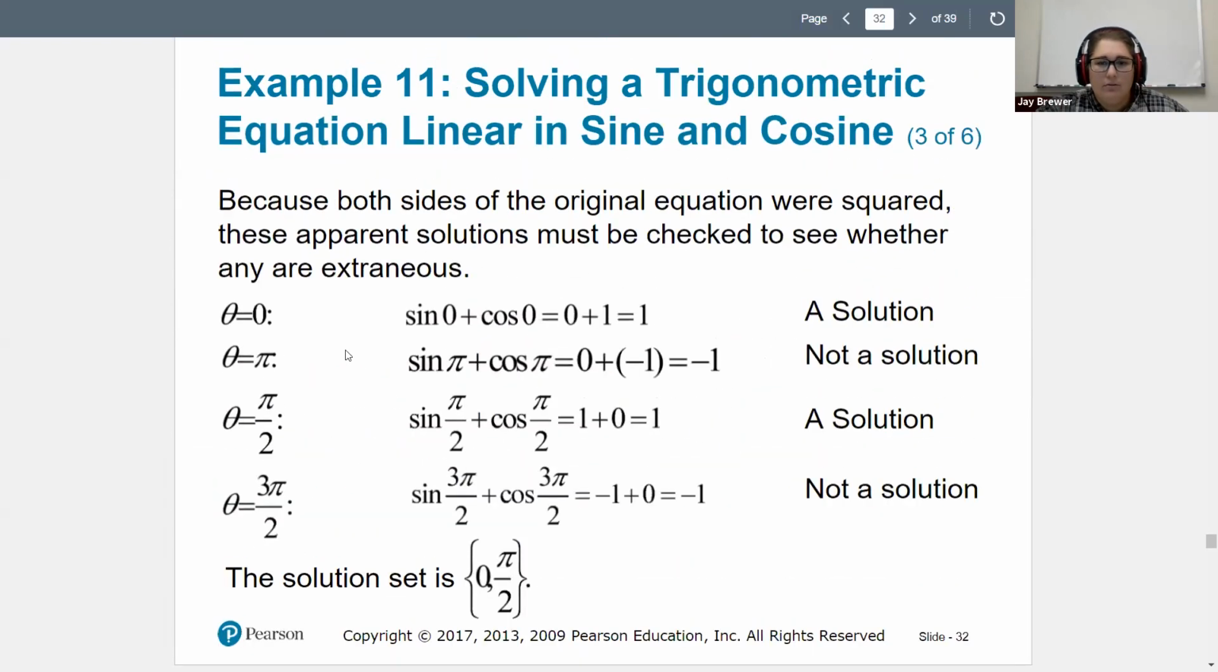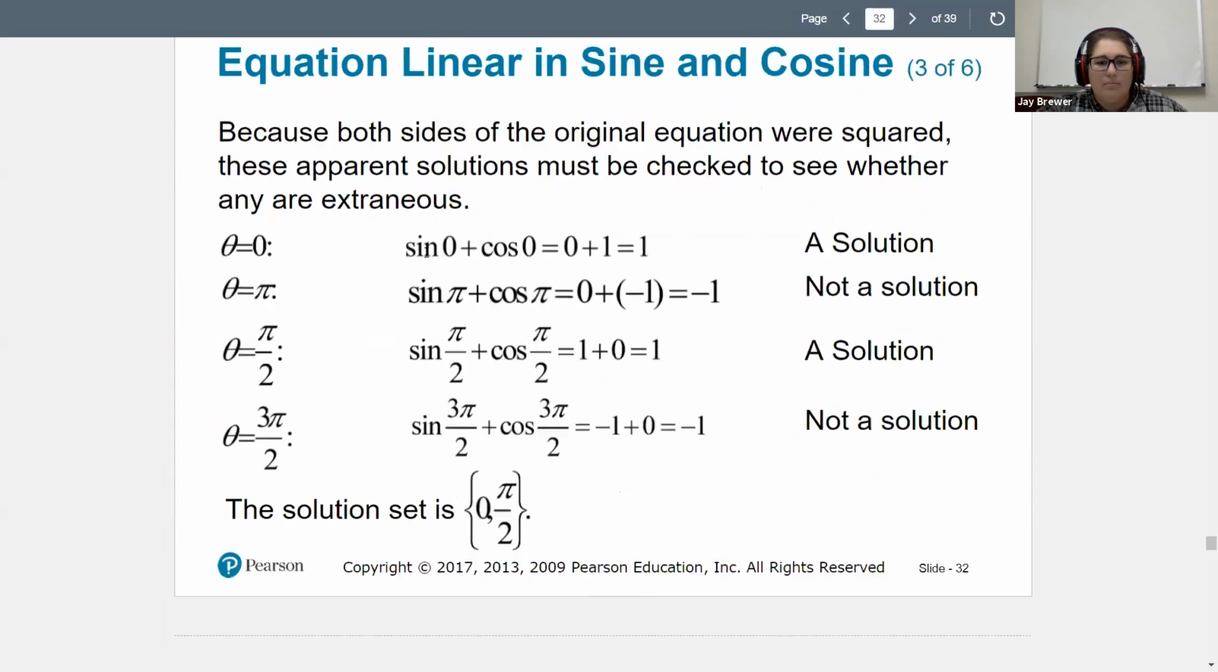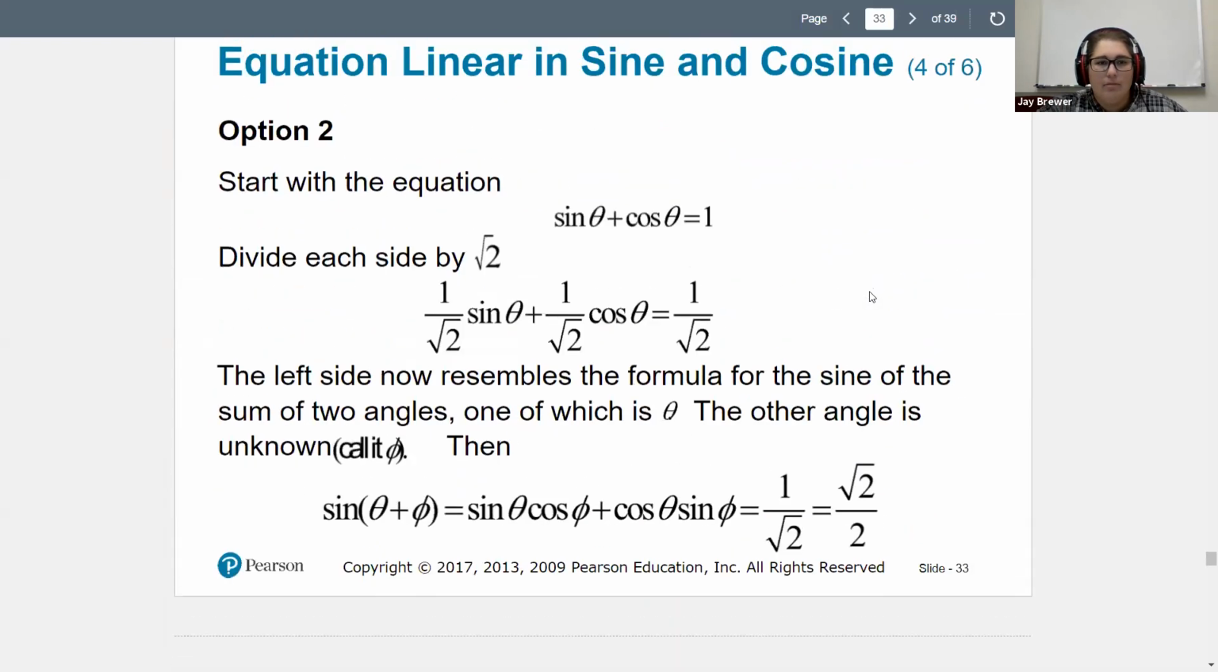Okay, so when you plug them in, you actually find that pi and 3 pi over 2 do not fit the situation. So because of that, your solution set is only 0 and pi over 2. Okay, that is option 1. Option 2, we start with the equation, we divide both sides by the square root of 2.